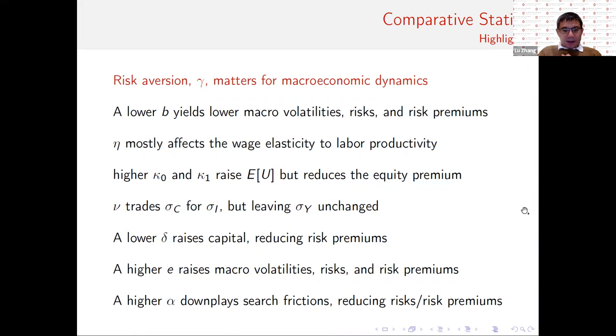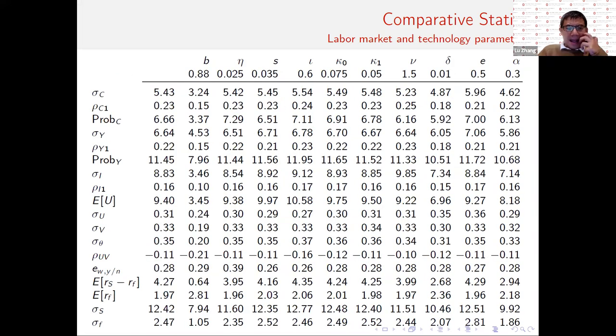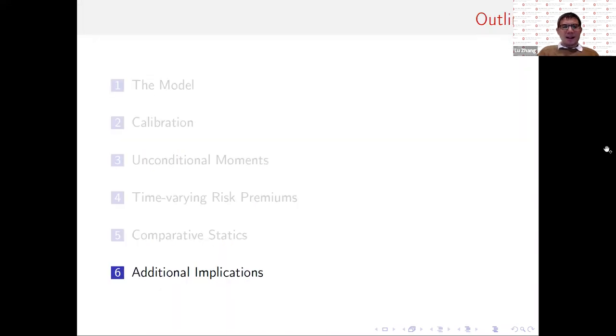Let's see. So if we raise the capital share, that means labor market frictions play a less prominent role in the model, and then the risk premiums will drop. All right, I'm going to skip all that and try to push towards the end.